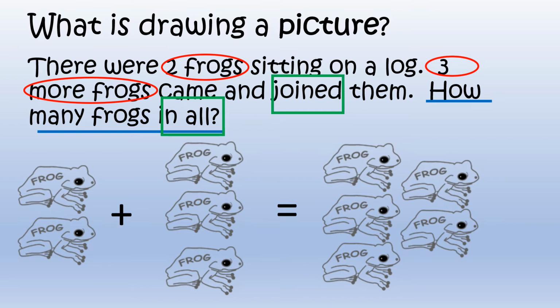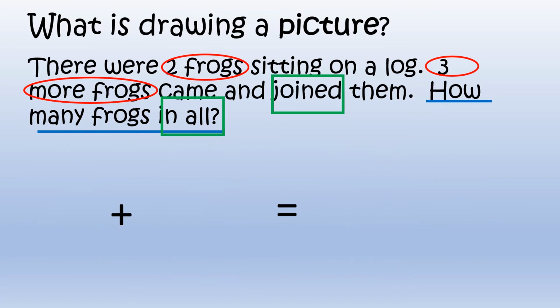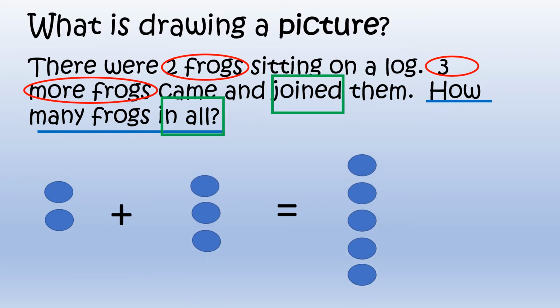Now we don't always have time to draw a detailed picture of what the units are. So a simpler way to go about it is to use 2 dots plus 3 dots equals 5 dots. That was pretty simple.